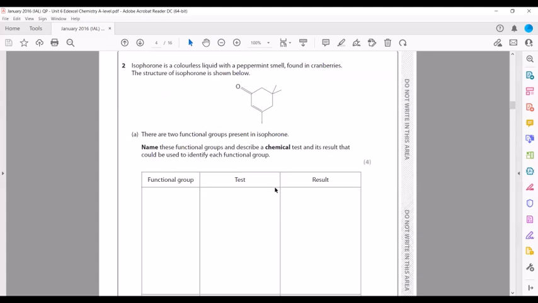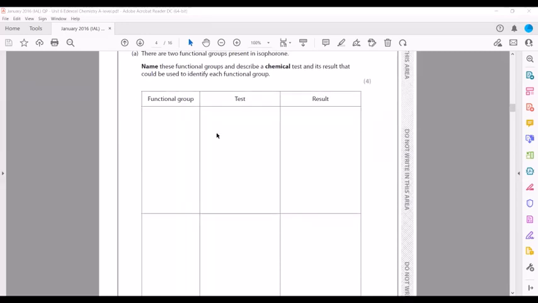Then question 2. Isoprene is a colorless liquid with a peppermint smell found in cranberry. The structure is given. Name the 2 functional groups present, and describe a chemical test and observation. So which 2 functional groups are present? As you can see, a carbonyl group is there, C double bonded with O, and there is C double bonded with C, so alkene is there. So the two functional groups present here are carbonyl and alkene.